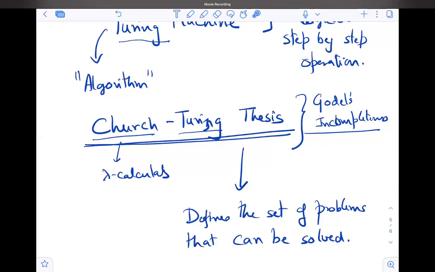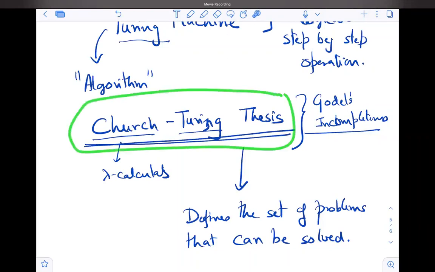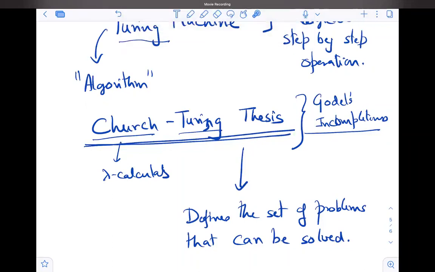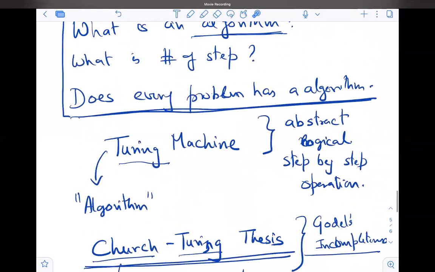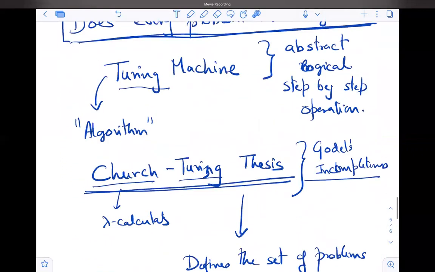One of the big challenges came from Feynman, who introduced the concept of quantum computing. He argued: is it possible that there are problems that can be solved using quantum computation but not using classical computation? This whole thing had to be revisited, and it was called the extended Church-Turing thesis and so on. If you are interested, I'll be happy to connect you to all of these things.